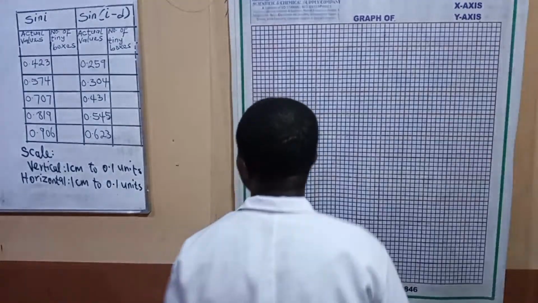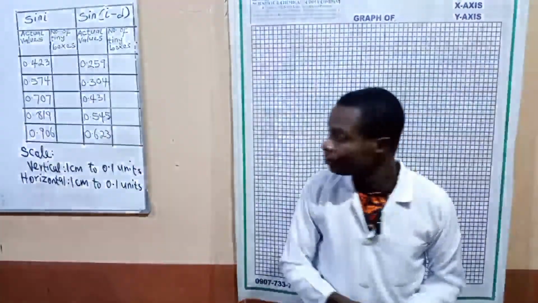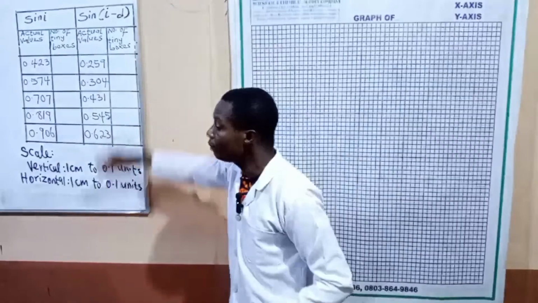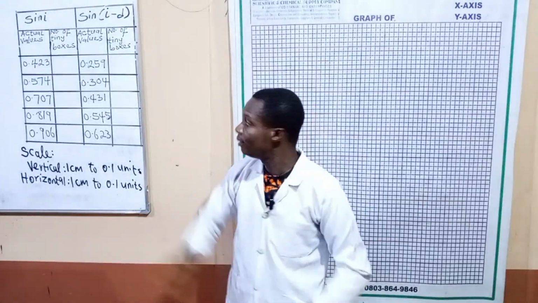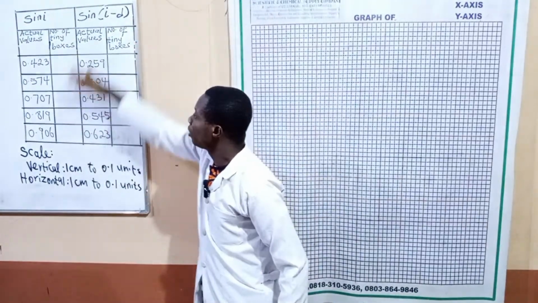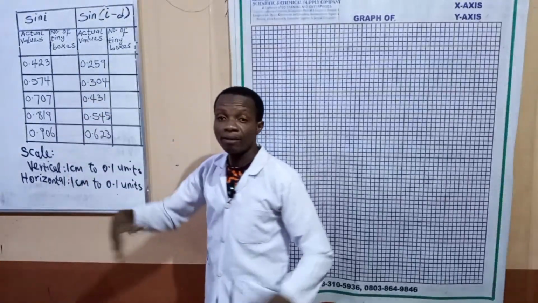Now I'm going to begin from this. So we are starting without wasting time. You can see this is the table from the values I got from my experiment. These are the table of values. These are the values or observation table.